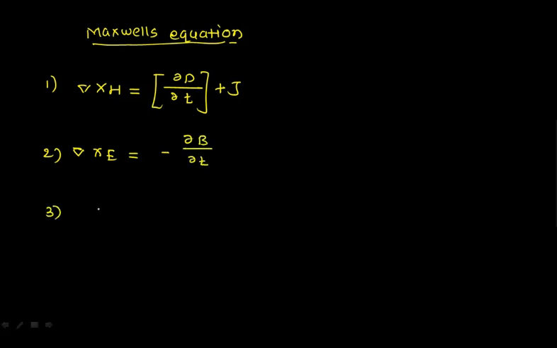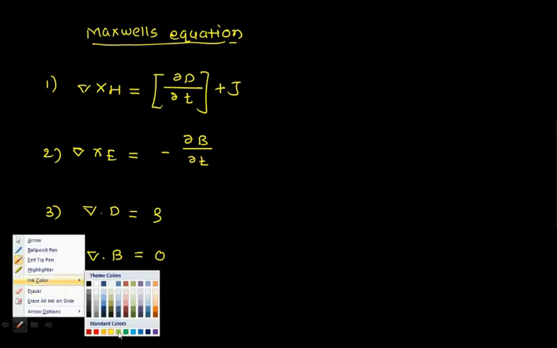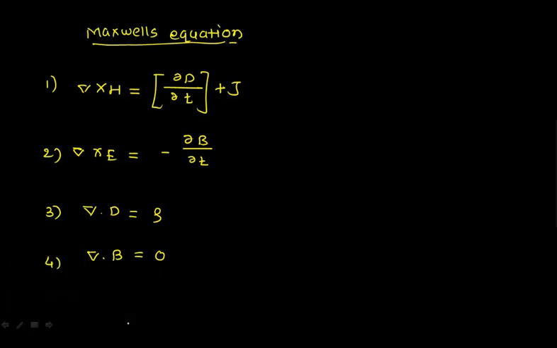The third equation is del dot D is equal to rho, and the fourth equation is del dot B is equal to 0. So these are basically four equations which you have already gone through in your electromagnetics. Now let us see the meaning of each and every term which is involved in this equation.